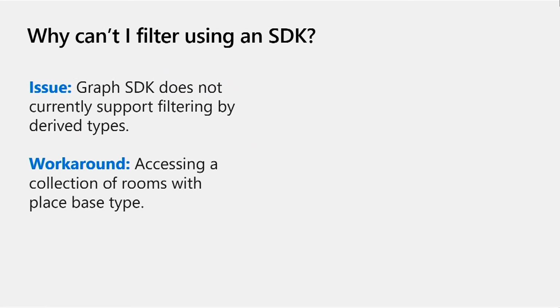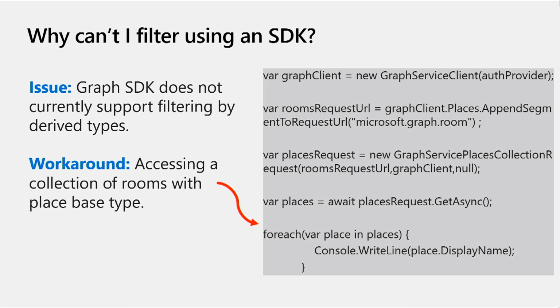So we do have a workaround where, with this workaround, you can access a collection of rooms. The only downside of this is that it will give you only the place-based type properties. So the common ones that are shared across any type of place, which includes display name, address, geo-coordinates, phone number, email address. So here's an example of what you can include so that you're able to see this collection of rooms. And I also have a GitHub version of this so you can access it easily and don't have to copy it from this presentation.